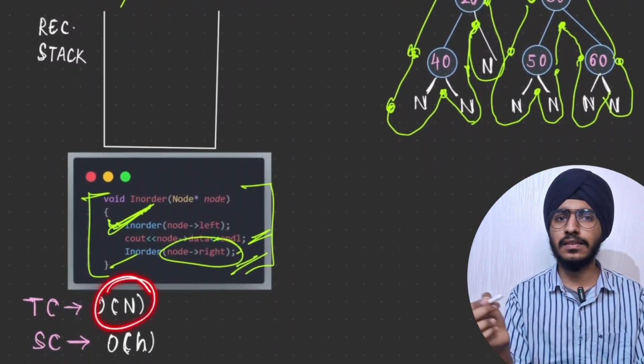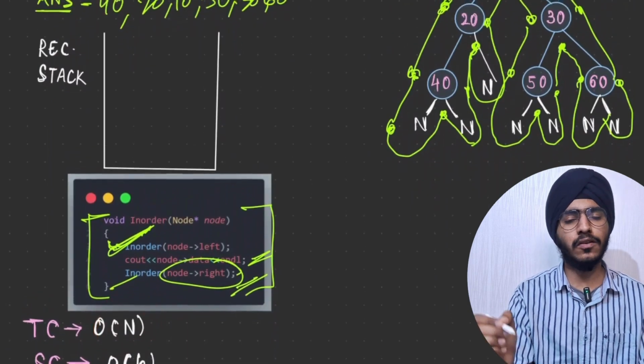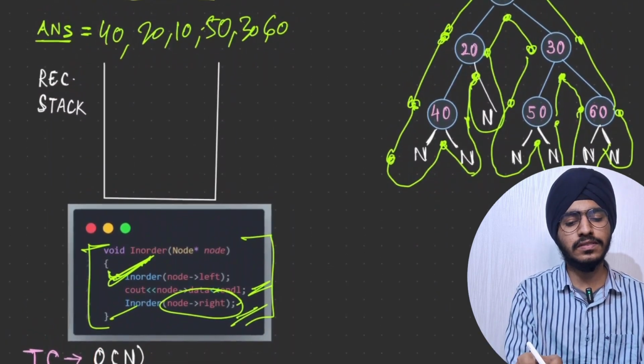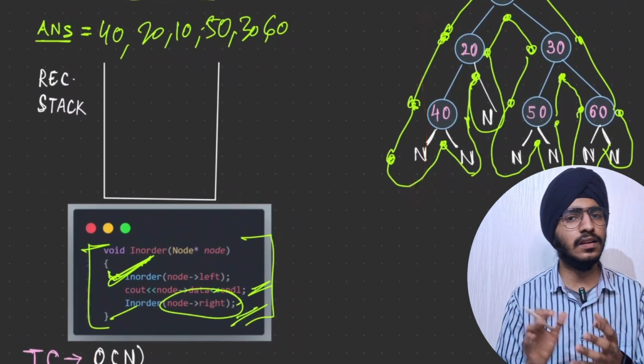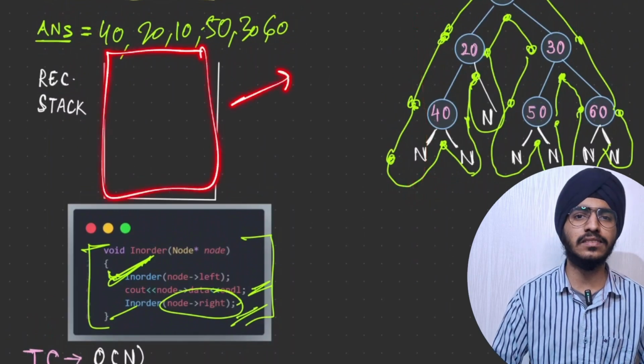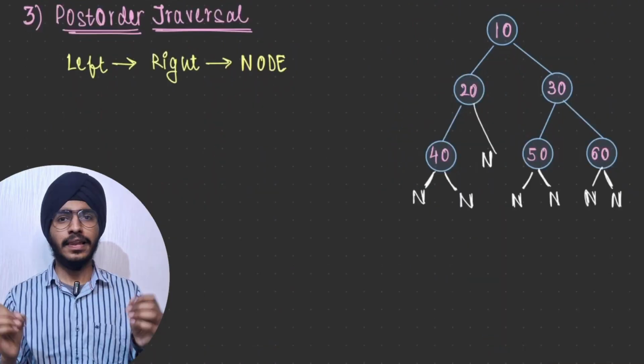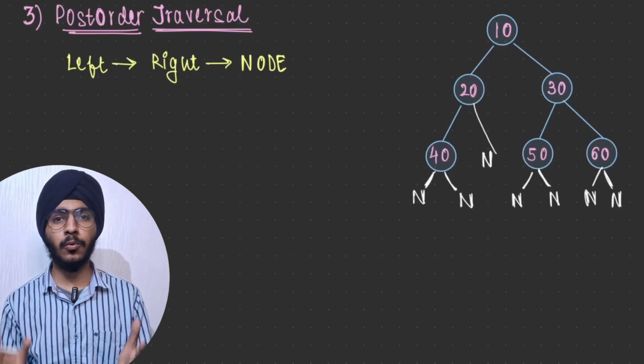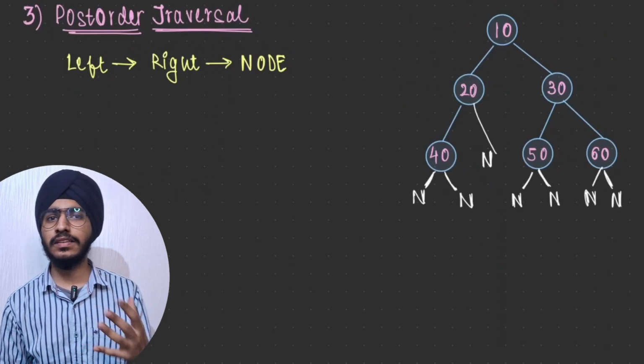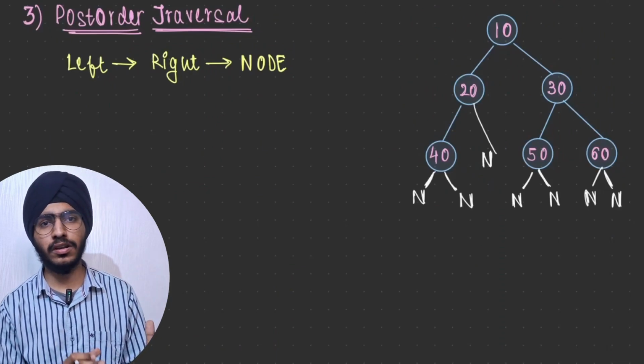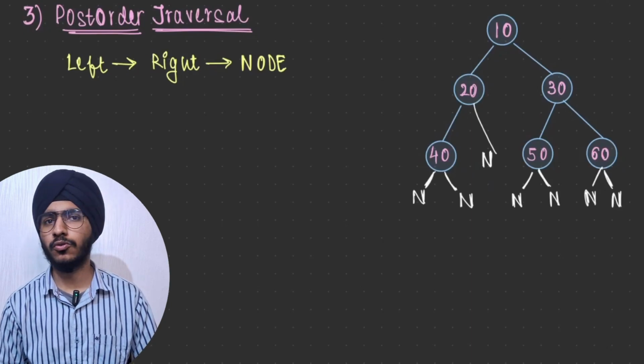And the space complexity is again h, that is the maximum height of the tree, because that much recursion stack space will be taken. So this is the time complexity and space complexity of InOrder Traversal. Let's jump to the next traversal, PostOrder Traversal. We discussed PreOrder Traversal, InOrder Traversal. Now we are jumping to PostOrder Traversal.